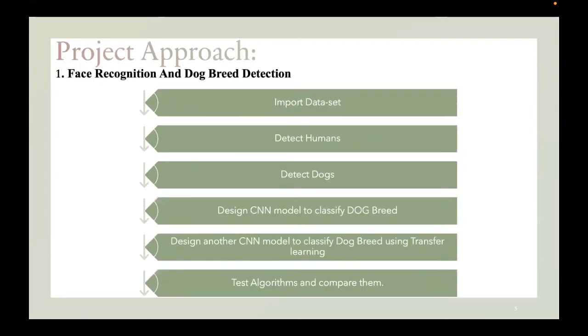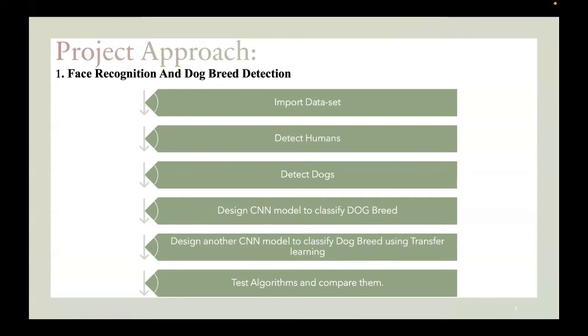There are many ways that we can approach this project. I have chosen to go with a convolutional neural network for face recognition and dog breed detection or classification. I have designed an algorithm which has basic 6 steps. First one is to import the data set. We need larger sets of data to train and run the model. We download these data sets.